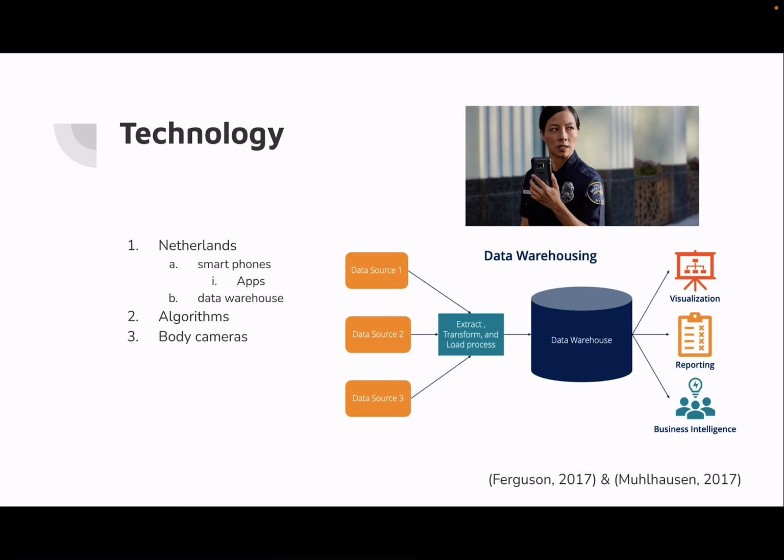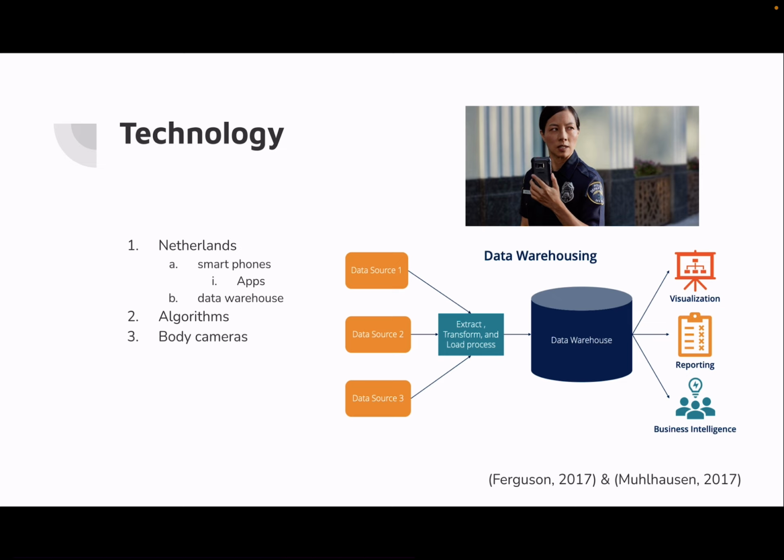And what they're able to do with that data is visualize it, report it, and give intelligence to these police departments so that they can make changes, or just so they have the information about all the citizens within the EU. The second is algorithms through machine learning.